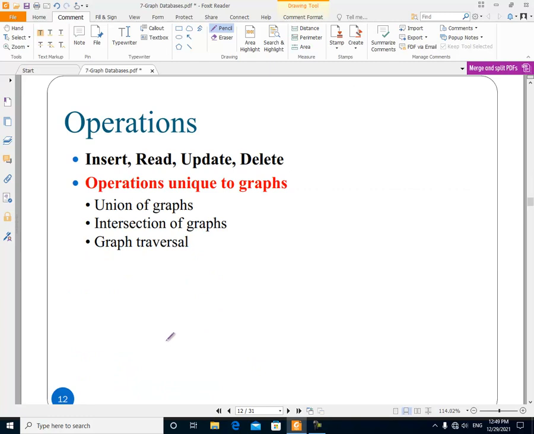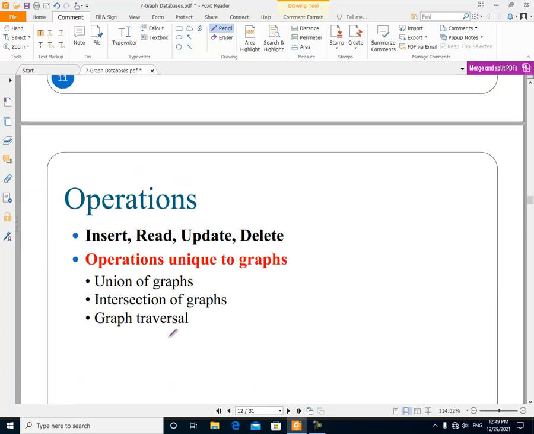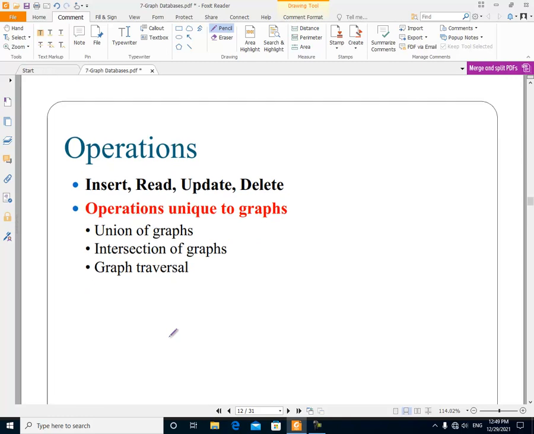In graph databases, we could have different operations. Some of the operations are similar to other databases: insert, read, update, delete. These are some of the operations which are the same for all databases. But there are some operations which are specific for graphs. For example, the union of graphs, the intersection of graphs, and the graph traversal.